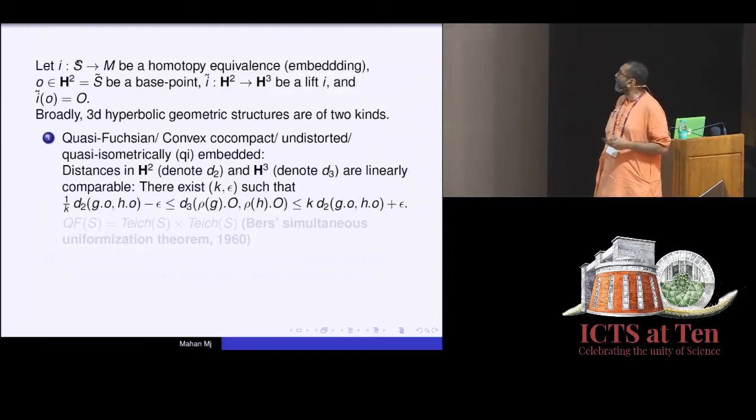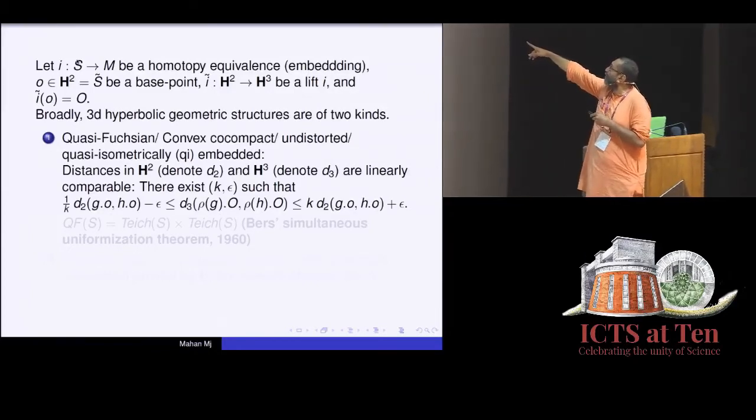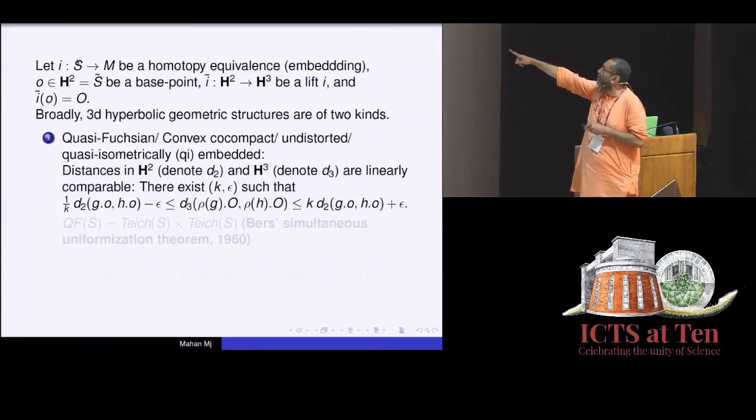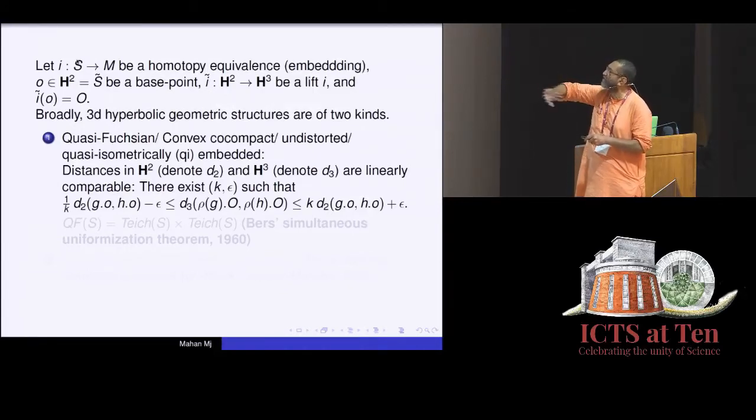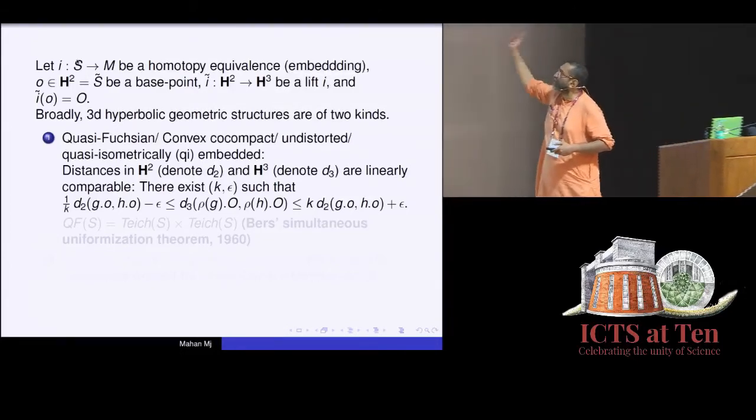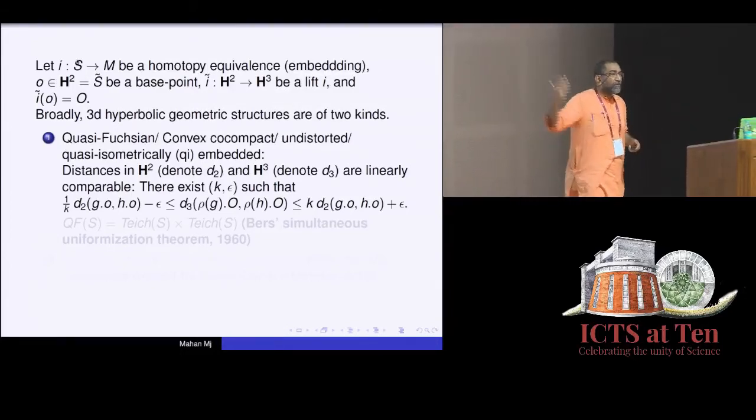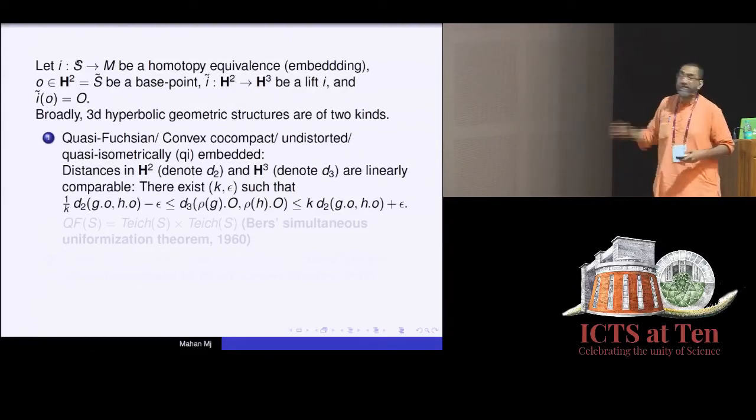What does that mean formally? It means that if you look at your orbit, your point O, and act on it by two group elements, g dot O and h dot O, then that distance is more or less, up to a linear factor K and an additive discrepancy epsilon, related to the distance in 3 dimensions. The right side is written for symmetry. It's always true. This is what was classically studied until about the 1960s, these representations.